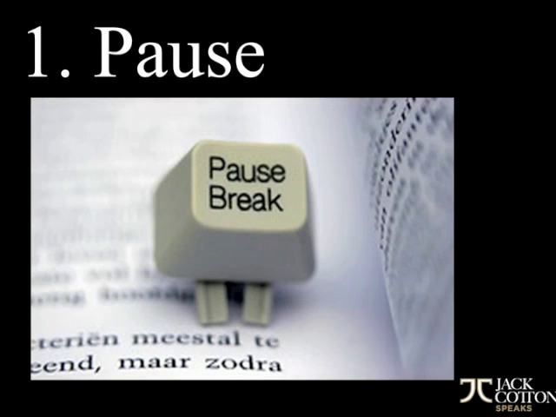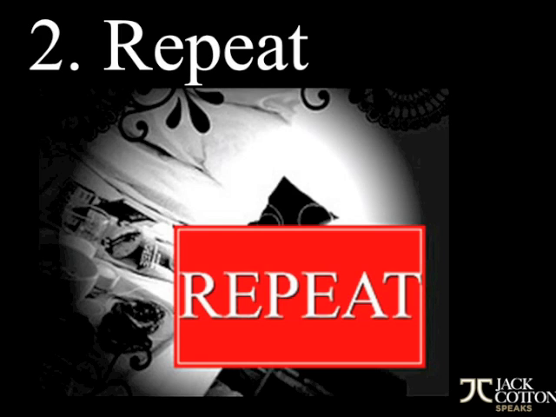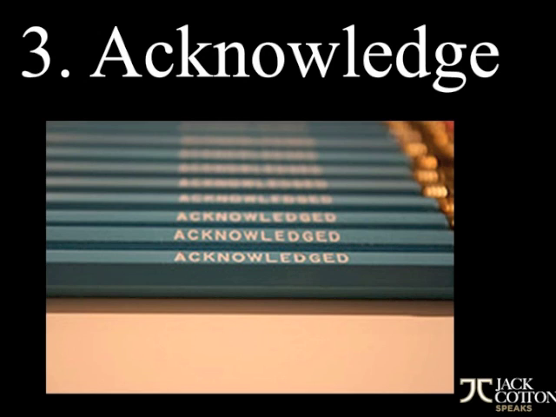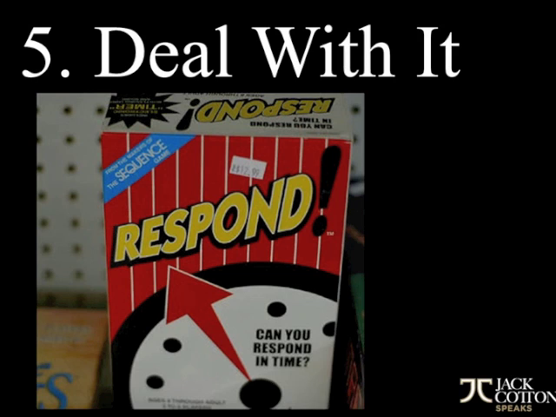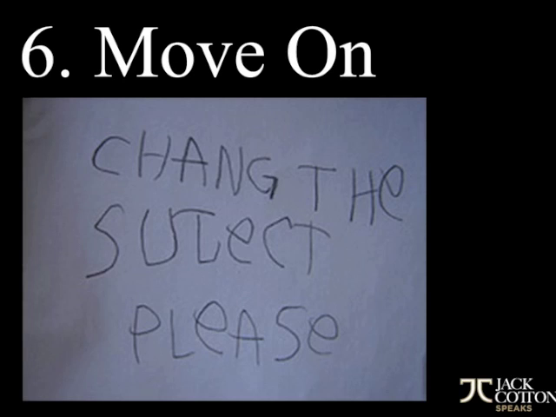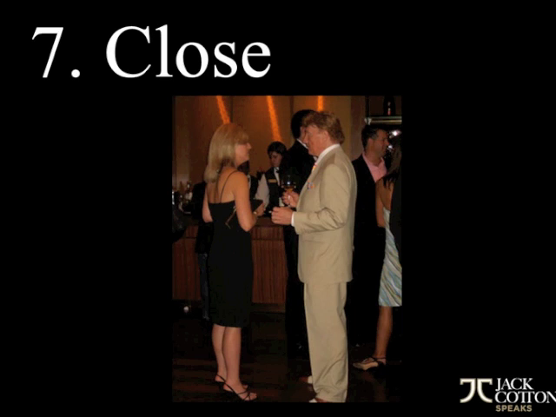The 7 steps we use for handling objections are: number 1, to pause. Next is we repeat the objection. People like to know that they've been heard and understood. Next, we acknowledge the objection. Fourth, we isolate the objection, make sure there's nothing else coming down the road before we deal with this particular one. Number 5, the one we're going to come back to in a moment, is to deal with the objection. 6 is to move on. And 7 is to close.